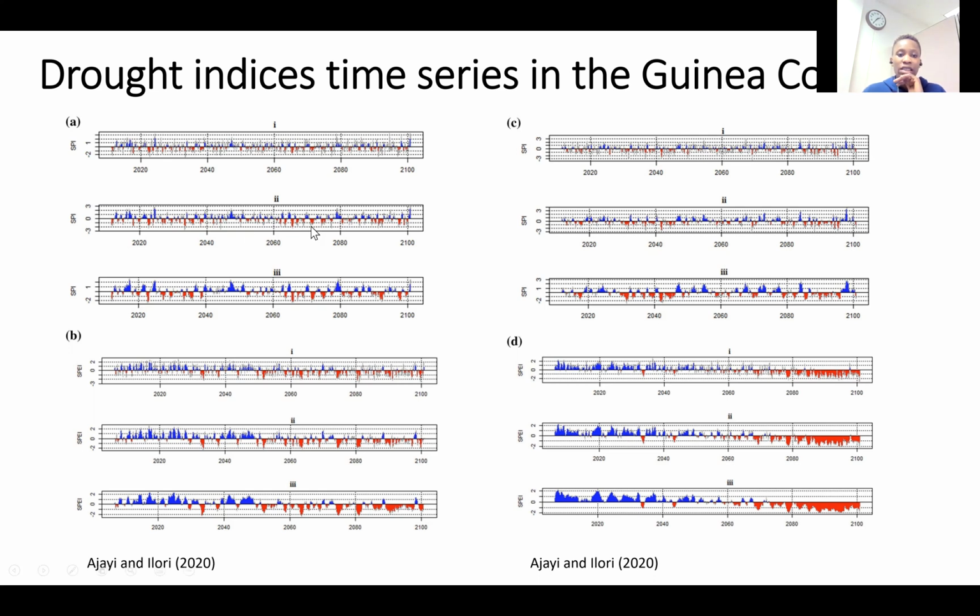So from here, we can see that although there have been projected amounts of wetness in this region based on the SPI, there is still some projected amount of dryness also. And I should also note that the SPEI is more sensitive to drought since it combines two climate elements, the evapotranspiration and the precipitation.